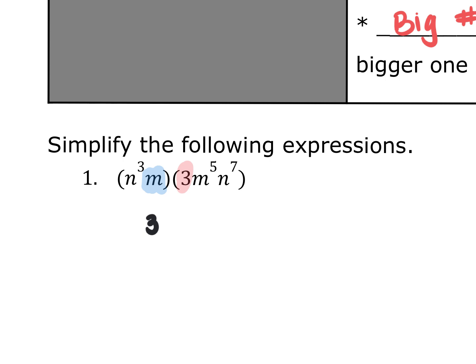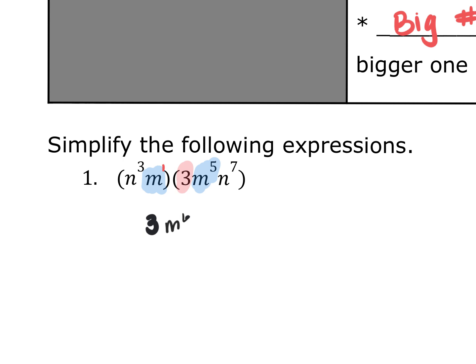I have an m here and an m there. That first one is m to the first power because there's not one being shown there. And then I have m to the fifth. Well, when we multiply, we add those. That's going to give us m to the sixth power. So m to the sixth.